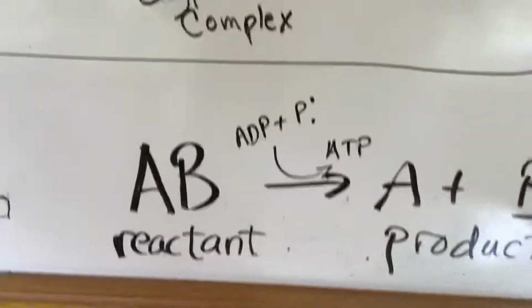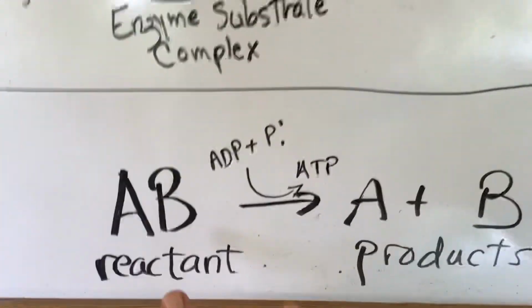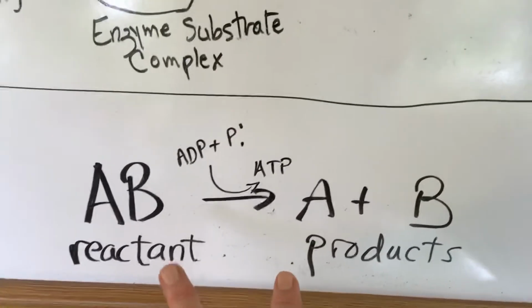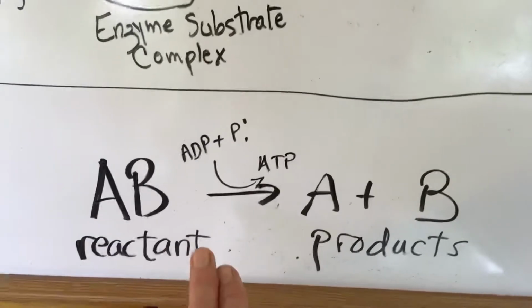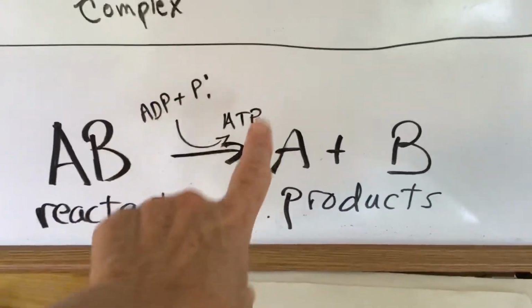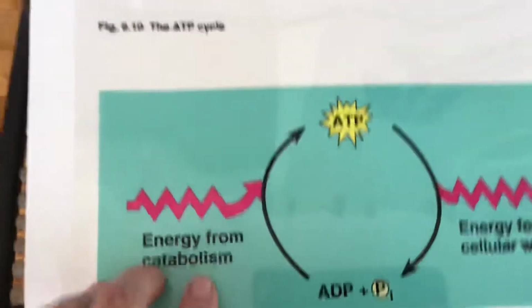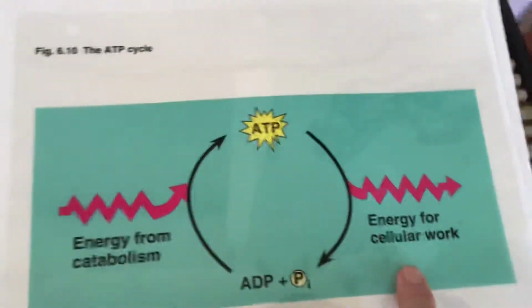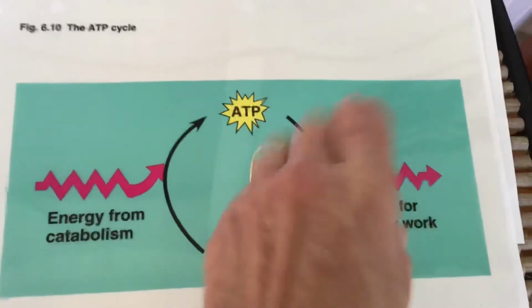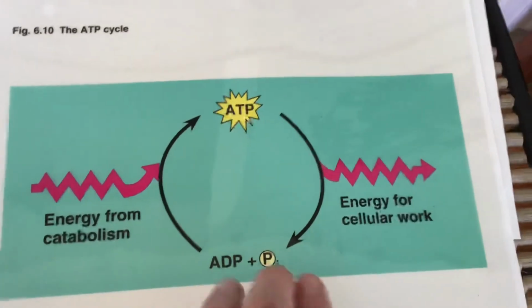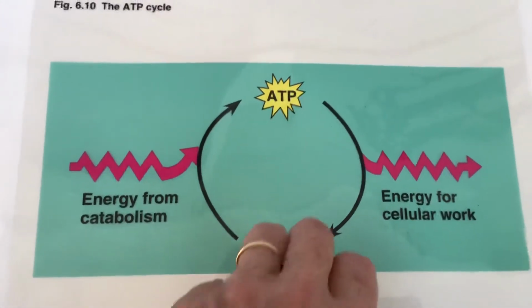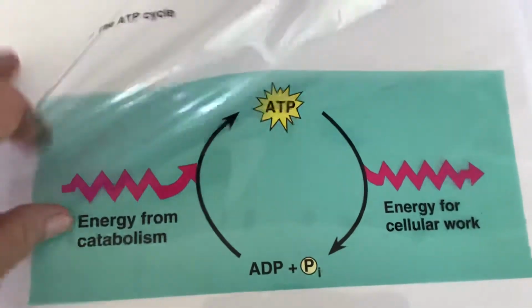You can also have a reaction like this one where you're breaking a molecule down. So this would be what type of reaction? If I'm breaking down, that would be catabolic. And catabolic releases energy. That energy release could make ATP. So looking at this, energy from catabolism would then make ATP. Energy for, I don't know why they didn't say anabolism over here, so energy to do cellular work, would then use that energy from the ATP, making ADP and PI. Okay, so that's the basic way that goes.